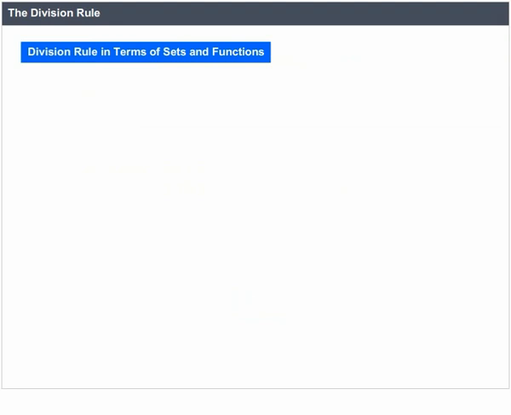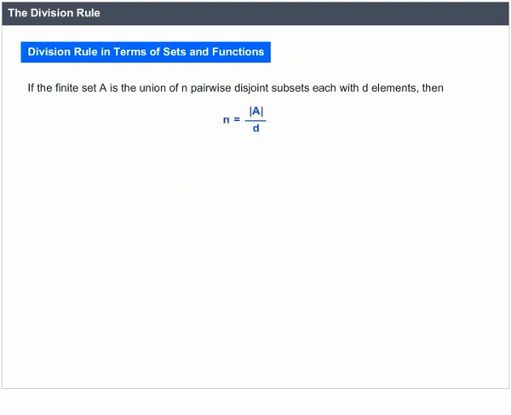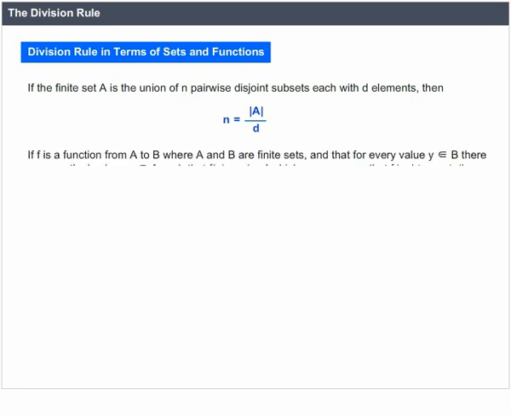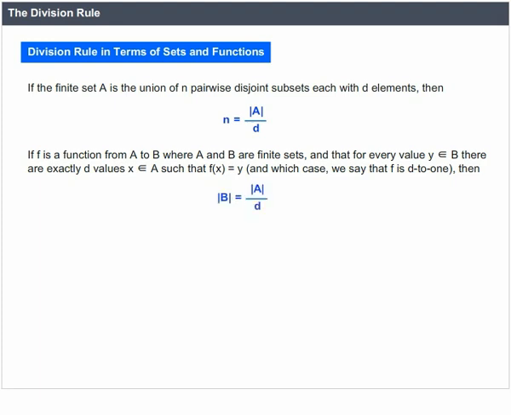Division rule. In terms of sets and functions, if the finite set A is the union of n pairwise disjoint subsets, each with d elements, then n equals |A|/d. If f is a function from A to B, where A and B are finite sets, and for every value y belonging to B, there are exactly d values x belonging to A such that f(x) equals y, in which case we say that f is d-to-1, then |B| equals |A|/d.